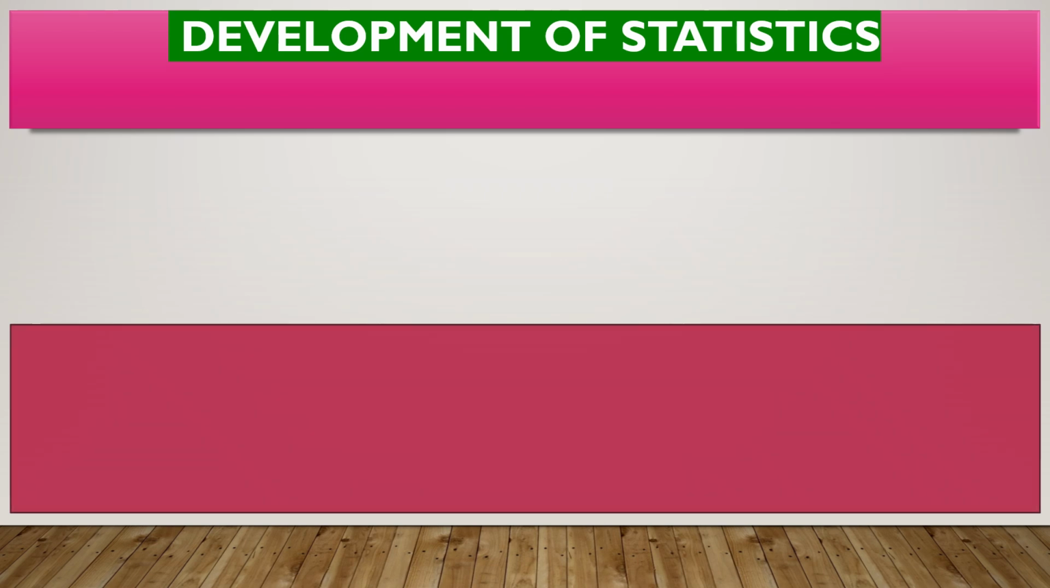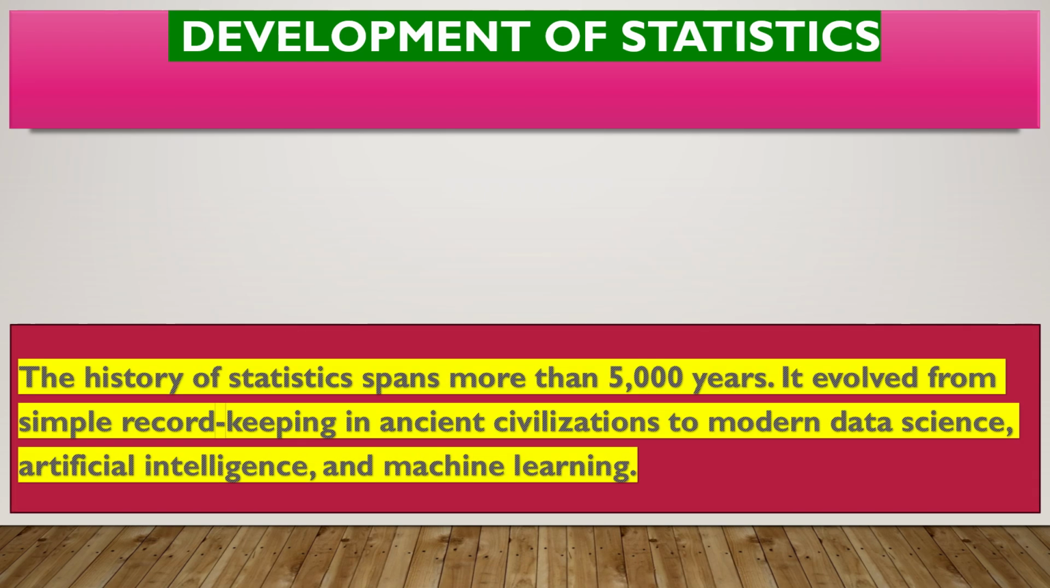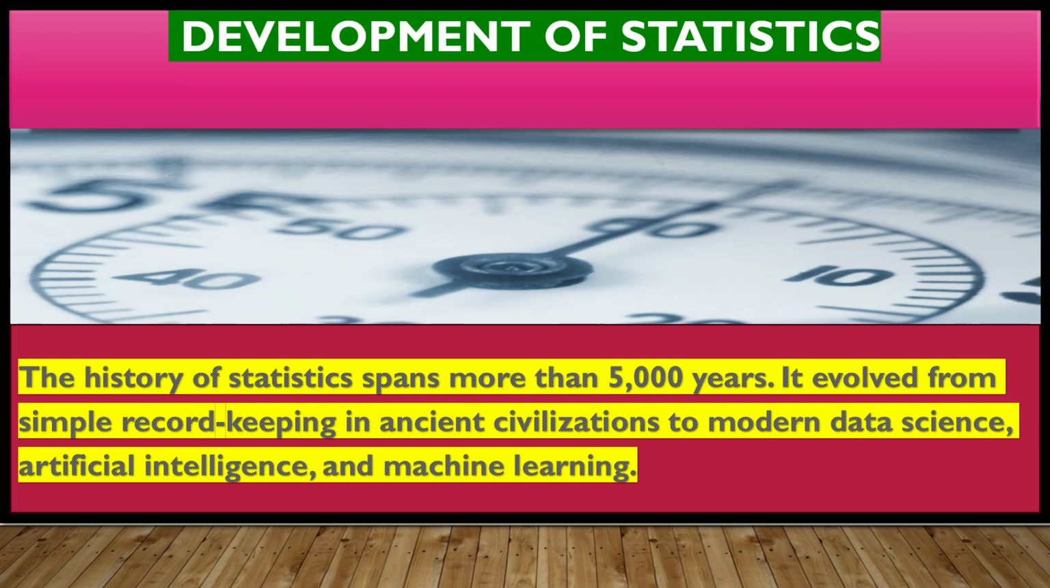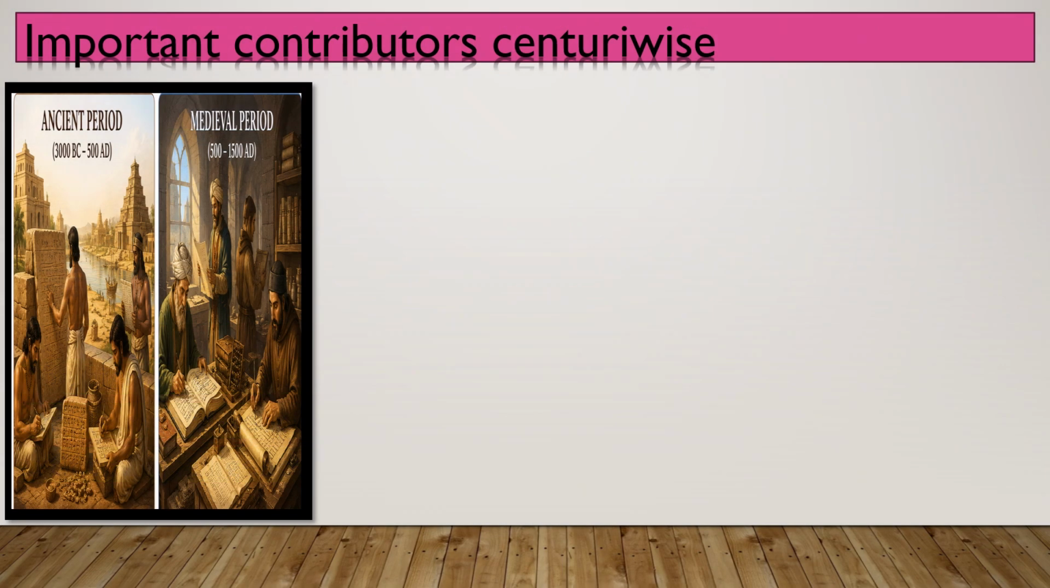Before we begin, it's important to know that statistics spans more than 5,000 years. It has evolved from simple record keeping in ancient civilizations to modern data science, artificial intelligence, and machine learning. Now, let's see the major contributors who shaped the field of statistics across different centuries.